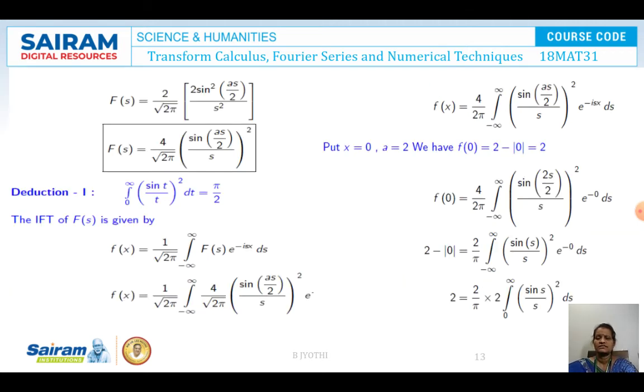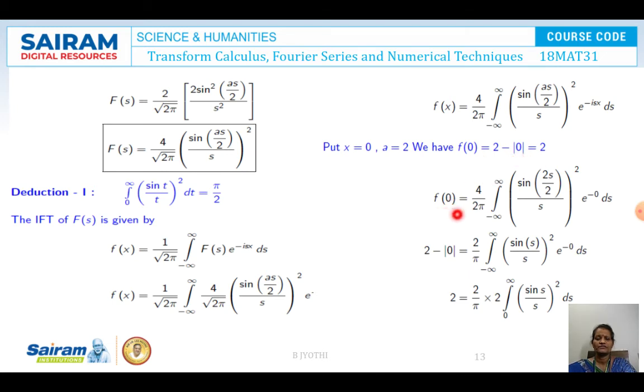1 minus cos as can be written as 2 sin square as by 2, and this s can be taken as a whole square. Now we need to do the deduction sin t by t. Therefore, let us consider the inverse Fourier transform given by this definition and substitute the f of s value here. Take the constant outside. Then sin of as by 2 divided by s, the whole square, into e power minus isx ds. Put x as 0, a as 2. We have f of 0 equal to 2 minus mod 0, which is 2.